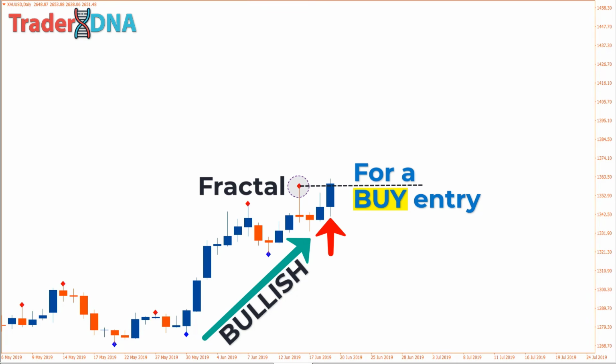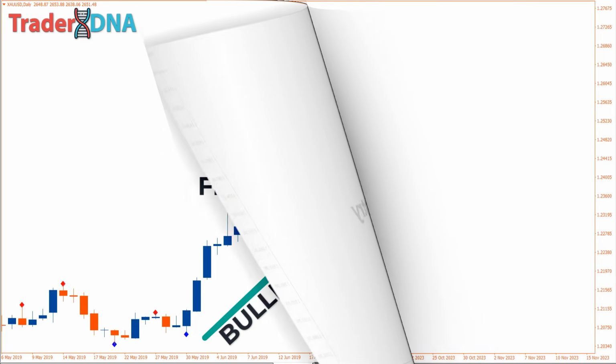This ensures that the breakout is genuine and not a false signal, providing a more reliable entry point for the trade. The fractal breakout strategy is particularly useful for traders looking to identify trend reversals or continuations, with a focus on timing their entries for maximum effectiveness. By using this method, traders aim to capture significant price movements following the breakout, reducing the risk of premature entry and increasing the chances of success in volatile markets.